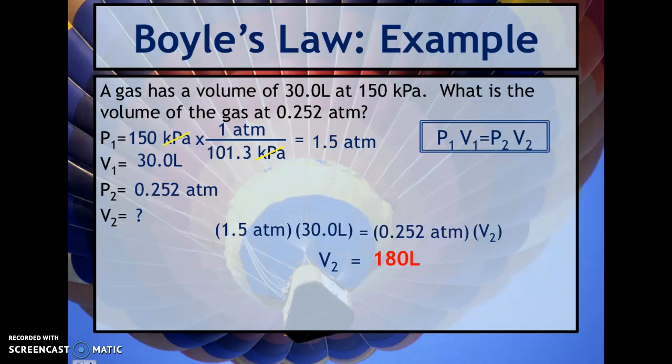Let's see if this makes sense. If you take a look at our pressure 1, it was 1.5 atmospheres. If you look at pressure 2, it has been decreased to 0.252 atmospheres. According to Boyle's law, as pressure is decreased, the volume of the gas should be allowed to increase. And you can see that as we go from volume 1 to volume 2, we increase from 30 liters to 180 liters, which follows right in line with what Boyle was trying to say.